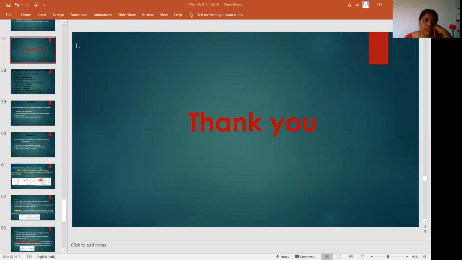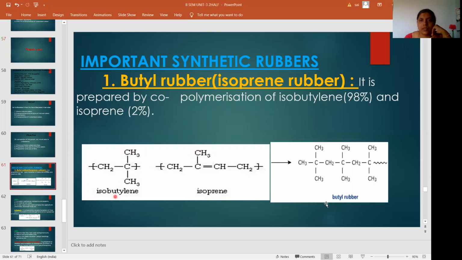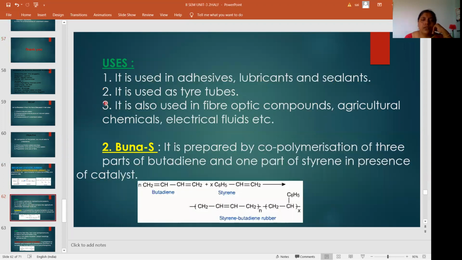Copolymerization. In copolymerization, what is happening? So this one is somewhat mistaken. 98% isobutylene and 2% isoprene are undergoing copolymerization, and we are getting a rubber called butyl rubber. So we'll see the uses.